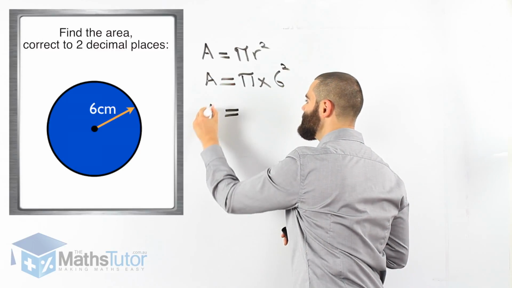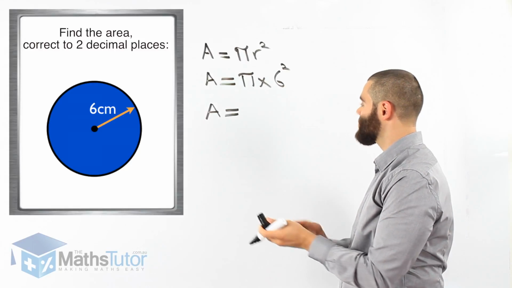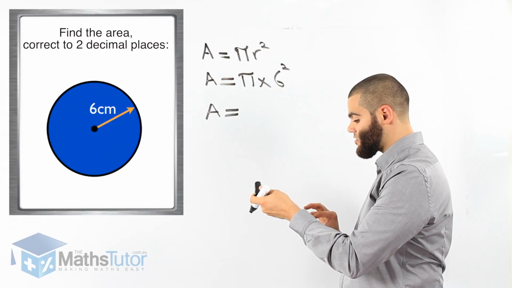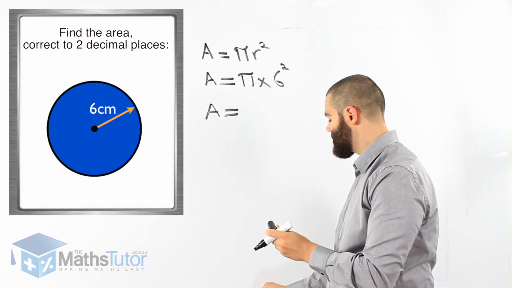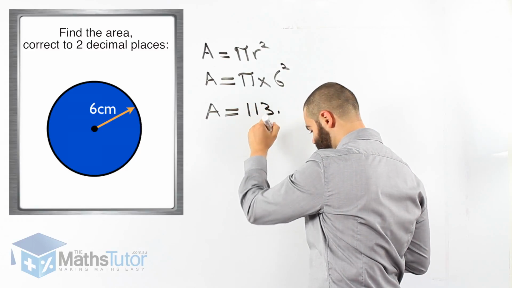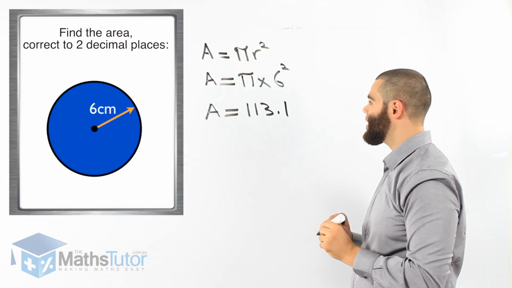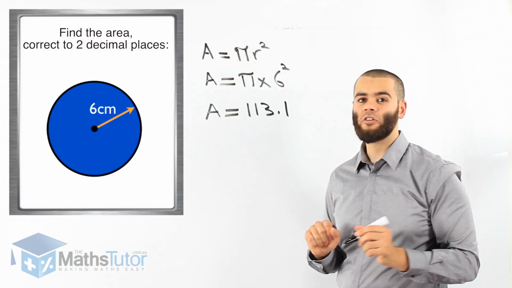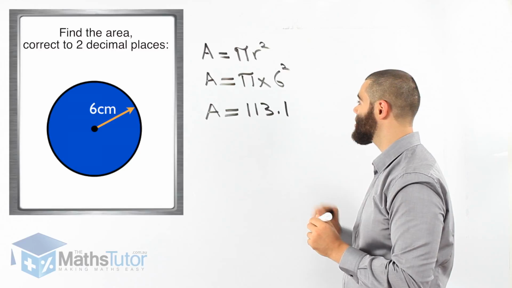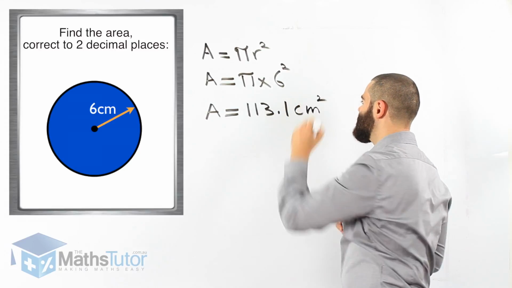squared. Make sure you grab your calculator. Let's do this together. Pi times 6 squared, which is 6 times 6, to 1 decimal place. In your calculator, it should say 113.09. The 9 rounds off the 0 and becomes 113.1, and we know it's centimeters, so centimeters squared, square centimeters.